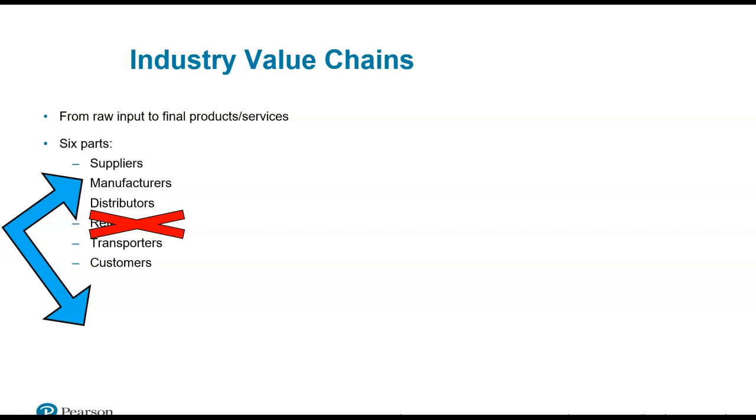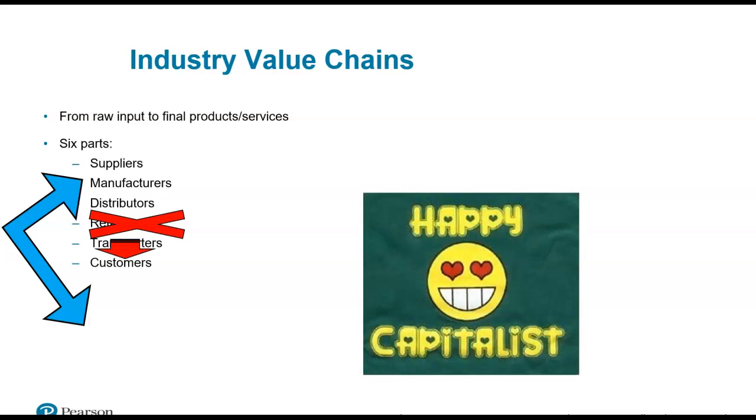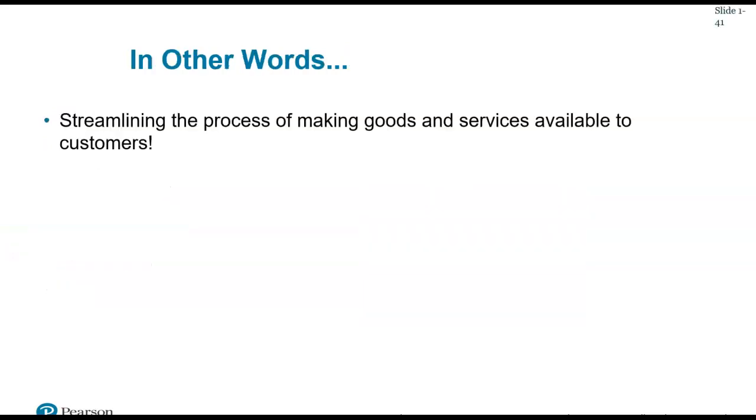Suppliers are still doing okay, but manufacturers can go directly to the customers. What do you get out of this? You get one happy capitalist, that's for sure. So the more we streamline things, the more we can reduce costs, the more competitive we can be for our customers. And that's exactly what's happening.